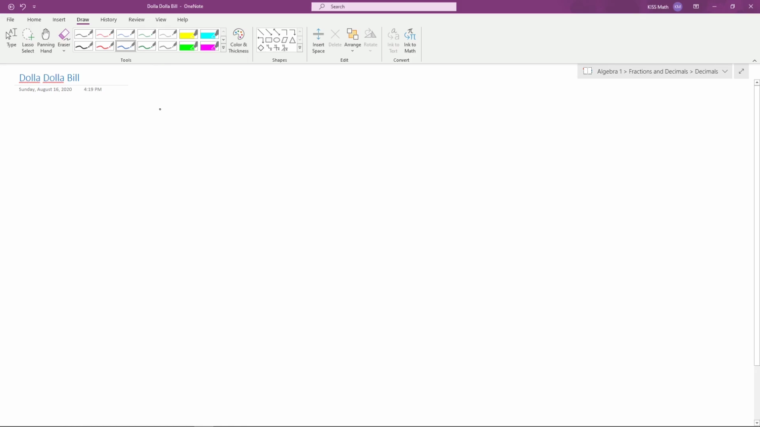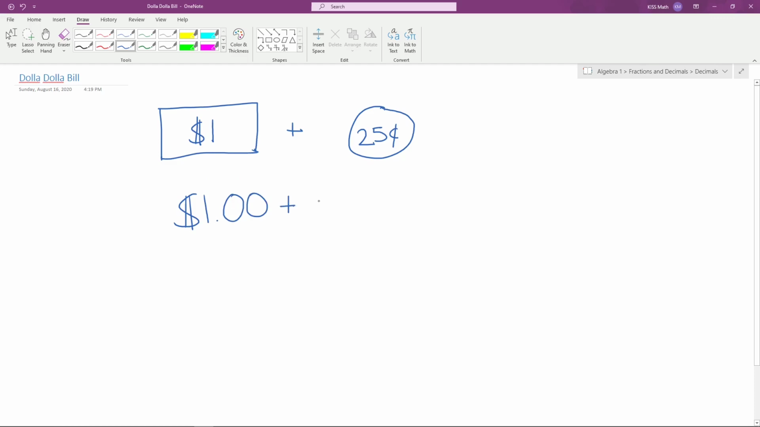Now let's say that we finally obtained our full dollar, and on top of that, we got another 25 cents. In order to write this, we have to use decimals to show our full dollar plus our 25 cents for a total of $1.25. You can see that anything past this decimal here represents the portion that's less than 1. So this right here can be called $0.25.